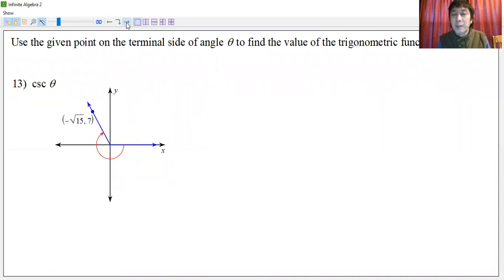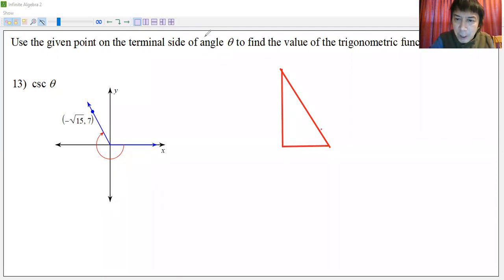We have a terminal side of the second quadrant. Use the given point on the terminal side of angle theta. Our x there is negative square root of 15. Our y is a positive 7. Compute for the cosecant of angle theta. Let us have our reference triangle again. It's the second quadrant this time, so we will try to draw our reference right triangle there.